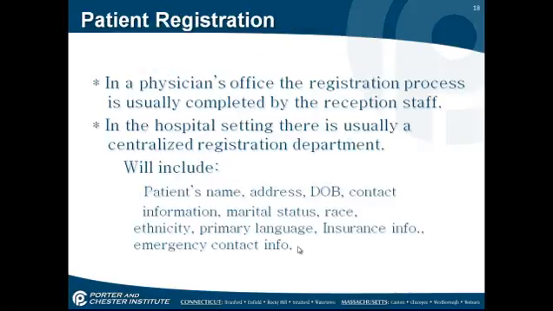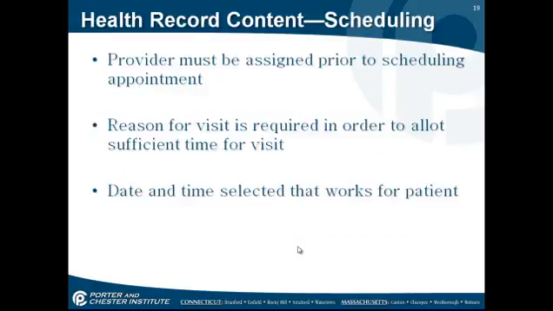In a physician's office, this process starts with patient registration, and that's usually completed by the reception staff. In a hospital setting, it's usually a centralized registration department that would do this. And again, it will include the patient's name, address, date of birth, the contact information, marital status, race, ethnicity, what is their primary language, their insurance information, and their emergency contact information.